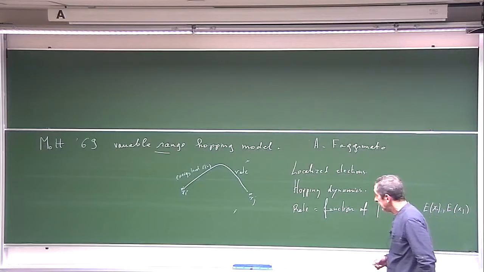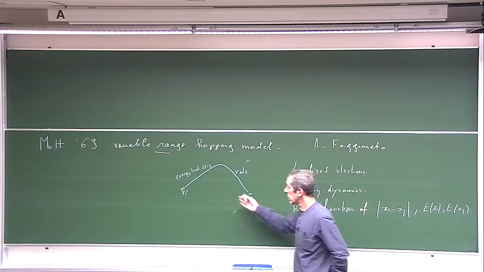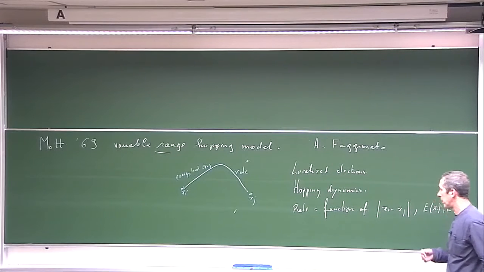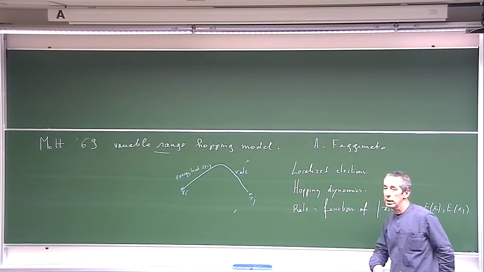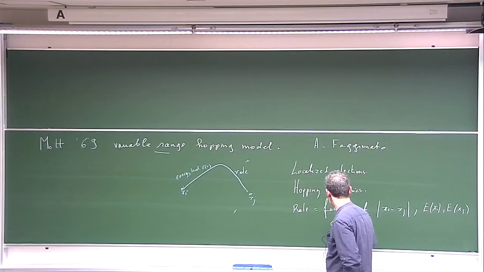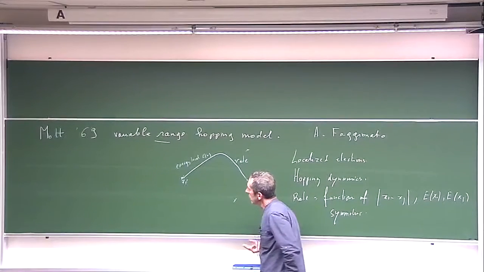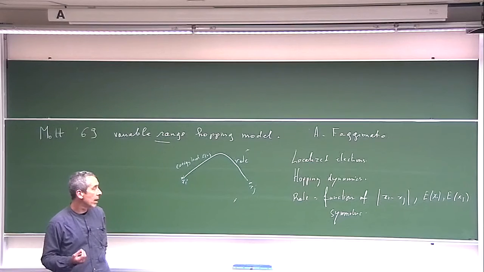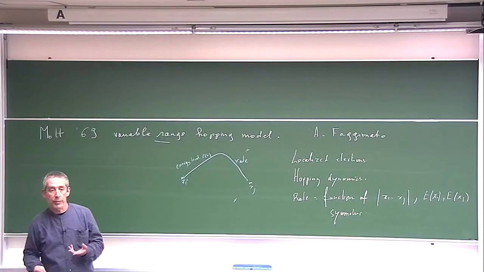And so depending whether the energy of the target location is higher or lower than the energy of the starting location, then you need some energy or you lose some energy. And that is related to the fact that there is a phonon which is being absorbed or injected. Anyway, the important fact for us is that these rates are symmetric. So they depend on the distance, which is symmetric, but also on the energy marks in a symmetric way. So these weights are symmetric. So given the data, and the data are the localizations of the impurities and the energy marks, then you have a random walk, a reversible random walk.